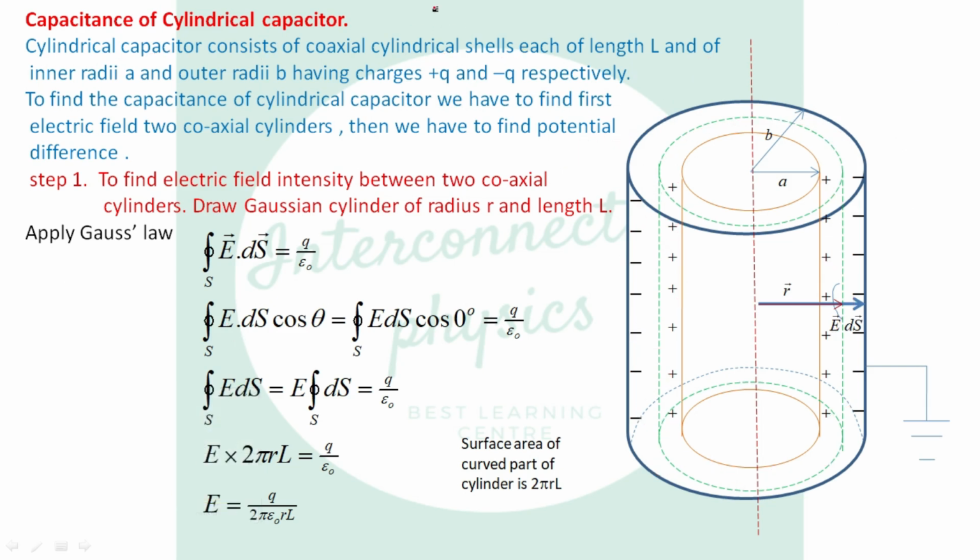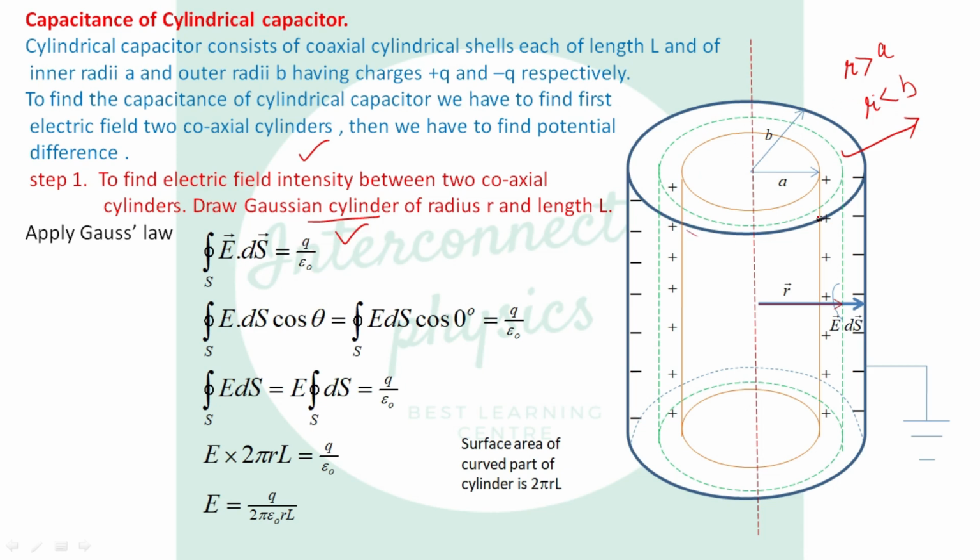So in order to find electric field intensity, let us draw a Gaussian cylinder of radius r. r is greater than a but r is less than b, meaning in between these two cylinders, drawn by these dotted green lines. Now, in order to find the electric field, let us apply Gauss theorem on this Gaussian cylinder, that is, closed integration of E dot ds equal to Q over epsilon naught.